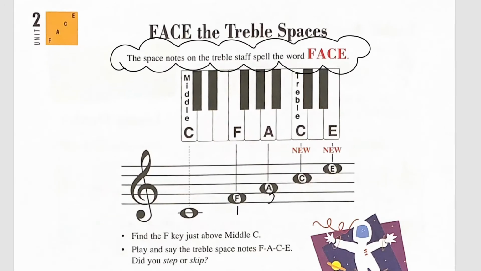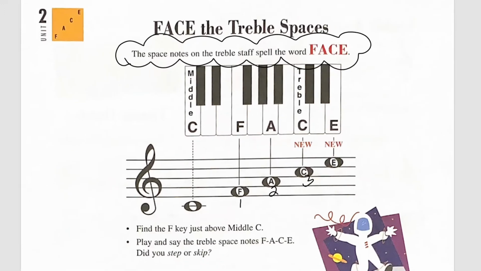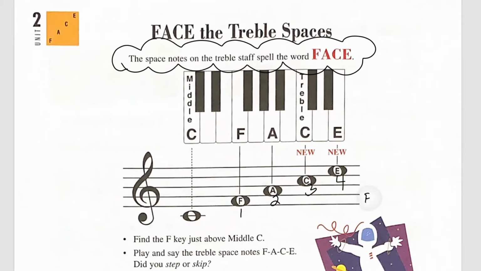In space 2, you'll find the letter A. Space 3 is a C. And space 4 is E. That's right, from the bottom space to the top space, these notes are F, A, C, E, and that is how you spell the word FACE.